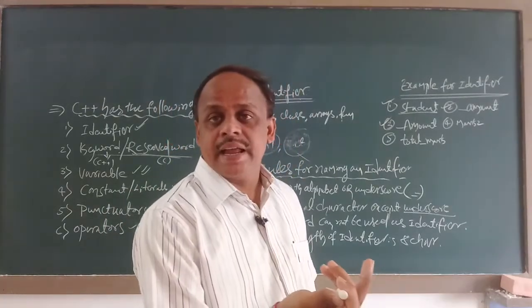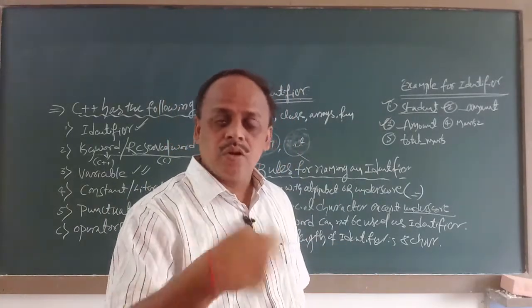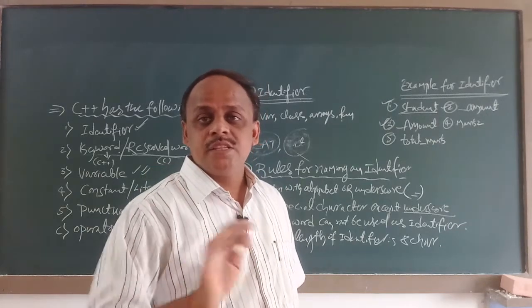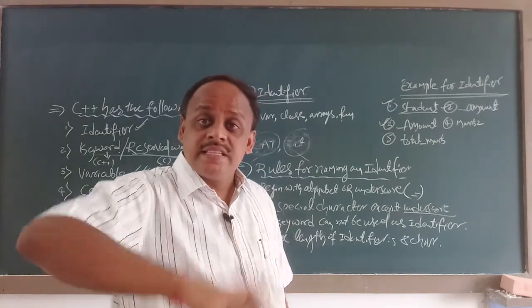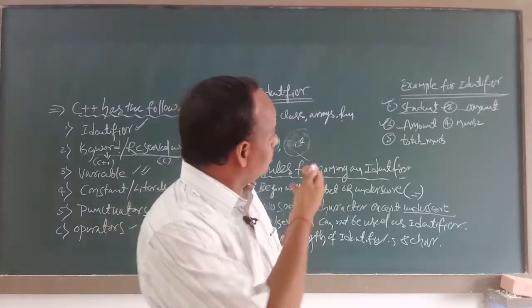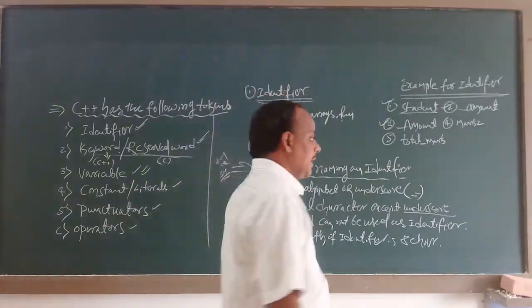There is no special character. It ends with a digit. Okay, it is allowed because there is no rule saying digits are not allowed. Therefore, the fourth one is also a valid identifier.